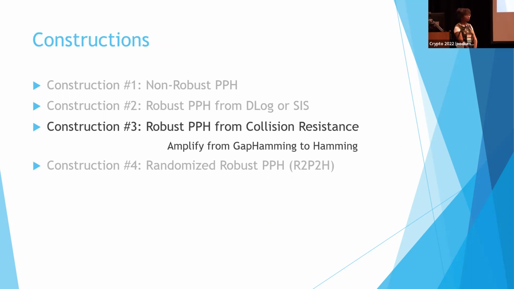Okay, here's our second robust construction for Hamming. This is based on standard collision resistance, and we show how to take a gap Hamming property preserving hash from the BLV paper, that first BLV paper, and how to amplify it and make it into an exact Hamming property preserving hash for Hamming.